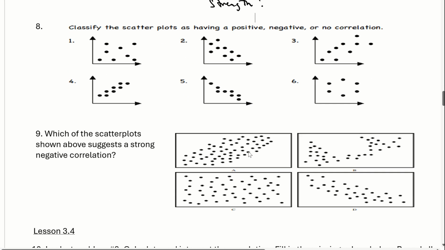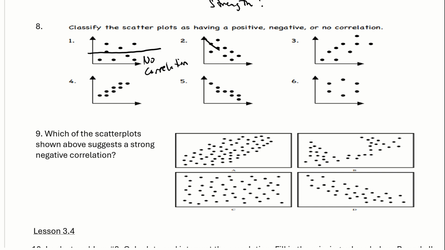All right. So number 8, classify the scatter plots as having positive, negative, or no correlation. So if I look at this scatter plot right here, it looks to be all over the place. It's scattered all over the place. So there appears to be no correlation. You see, half of them are above, half of them are below. No correlation for that one. Doesn't appear to be going up. It doesn't appear to be going down. It appears to be flat.